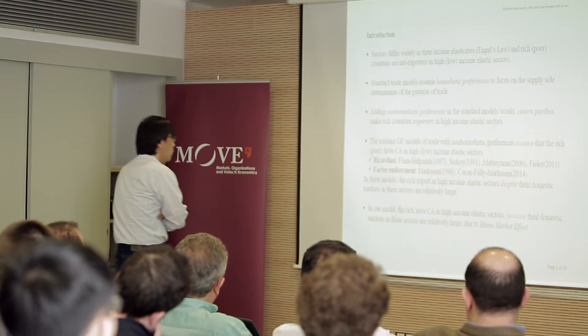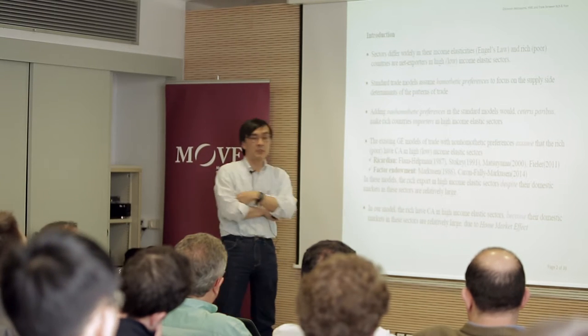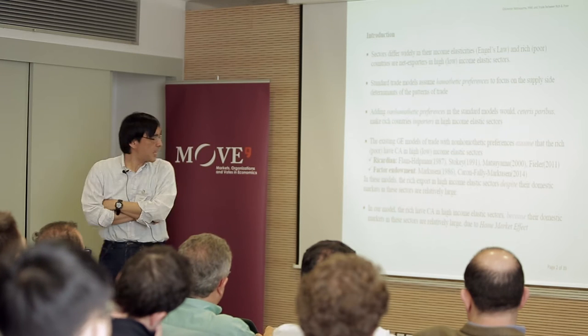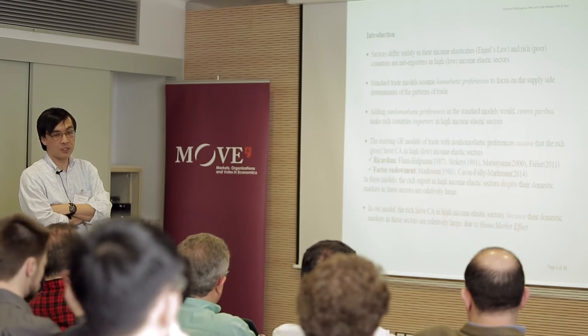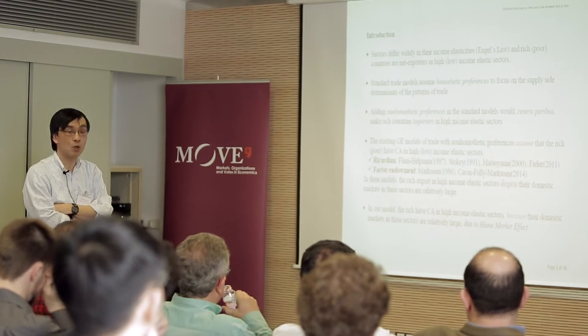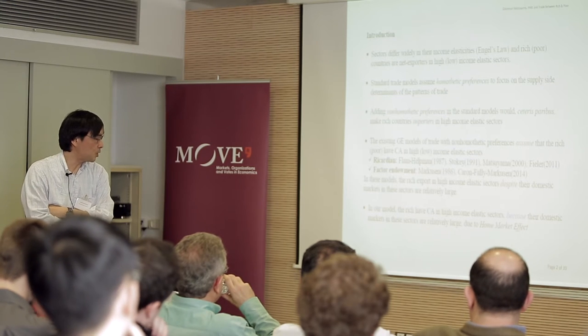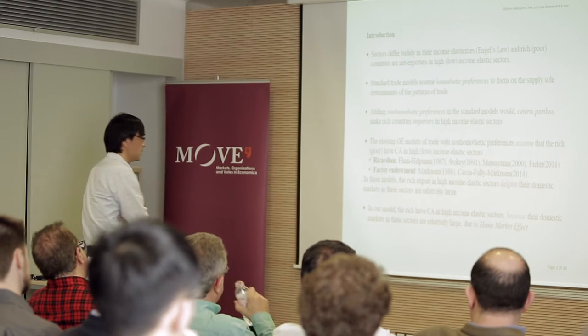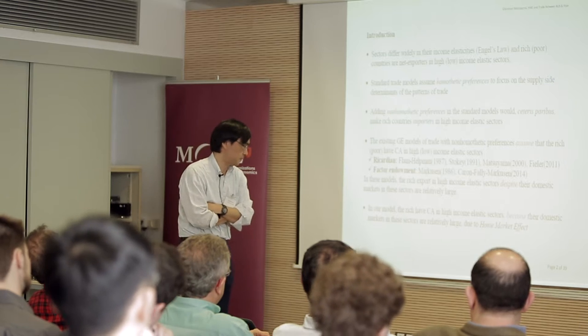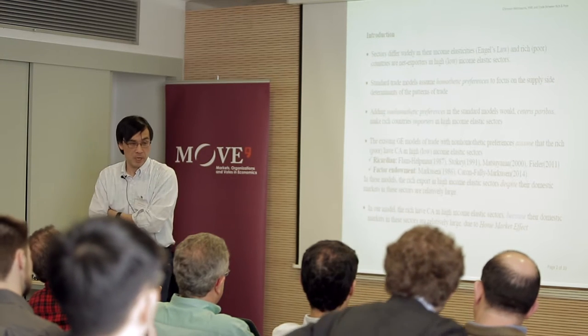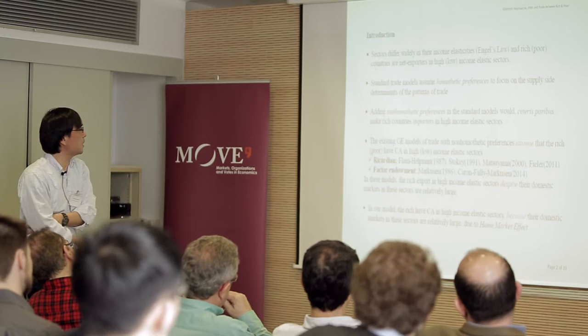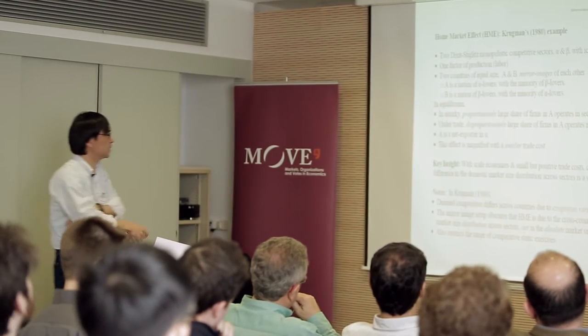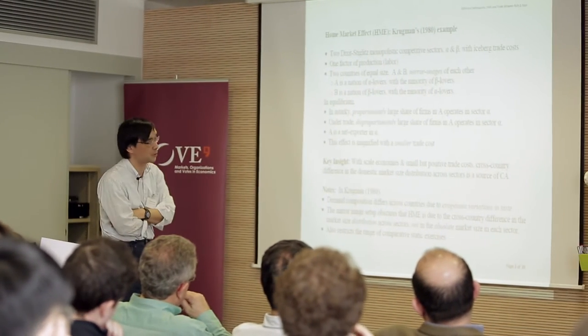We take a very different approach here. We try to explain that the rich have a comparative advantage in high income elastic sectors because, not despite, their domestic markets in these sectors are relatively large, due to the home market effect. So what is the home market effect? For those who work in trade, this is actually a well-known example.